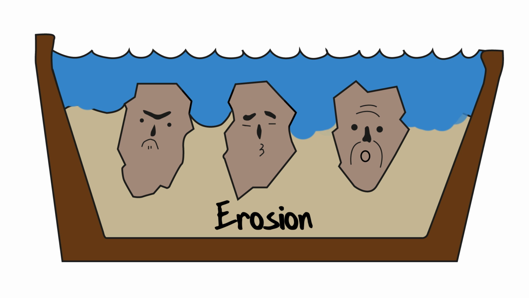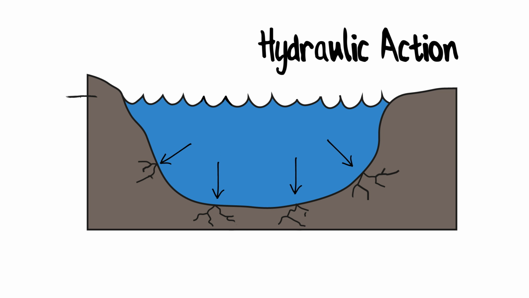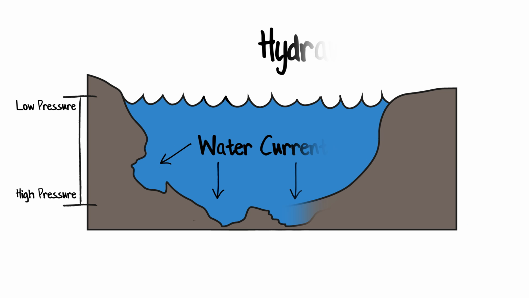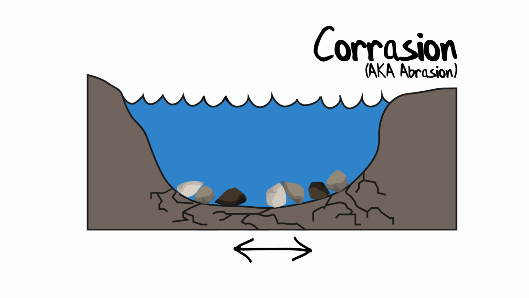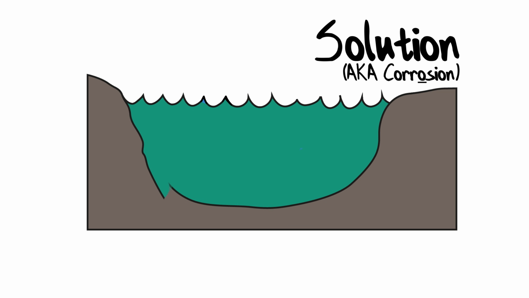Erosion happens all the time in almost every part of every river. It is the wearing away of the land, starting with hydraulic action, the erosion caused by the pressure of water current; corrasion, the sandpaper effect; attrition, the collision of sediments; and solution, the chemical dissolving of rocks.